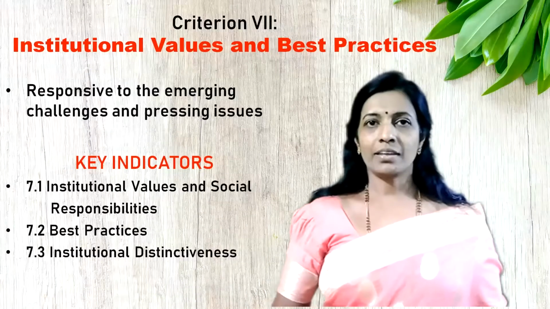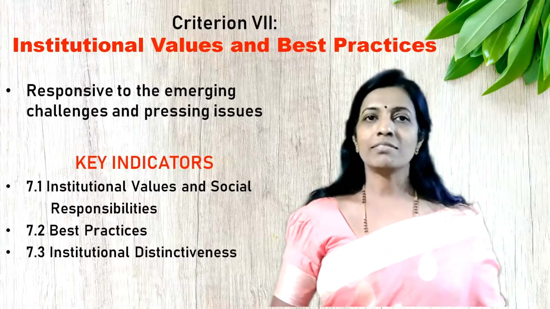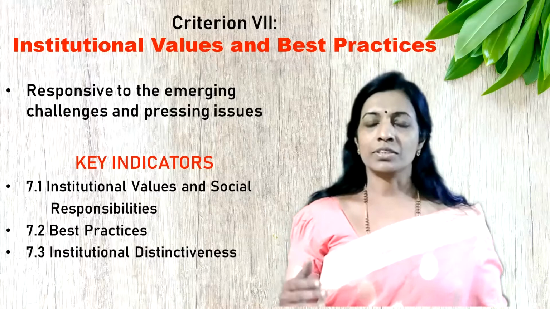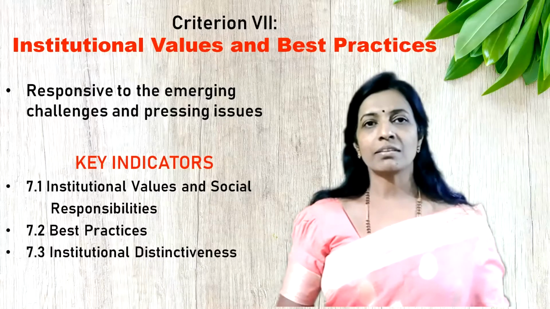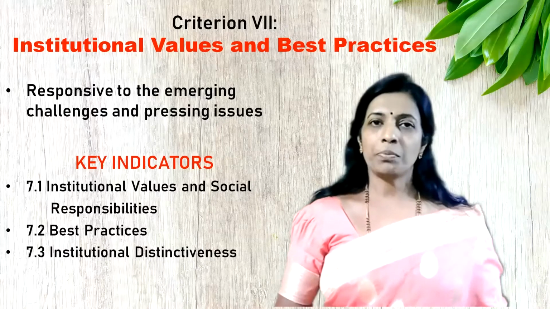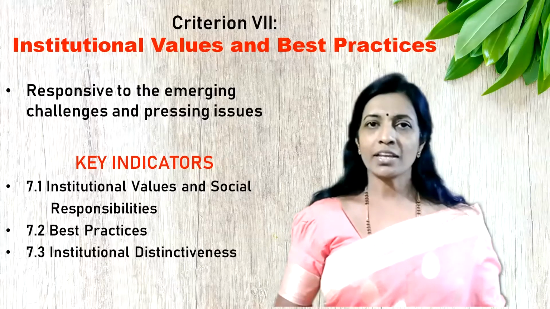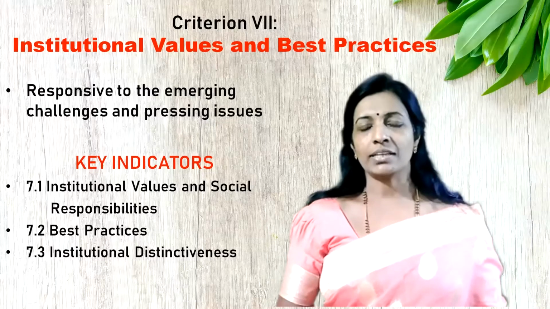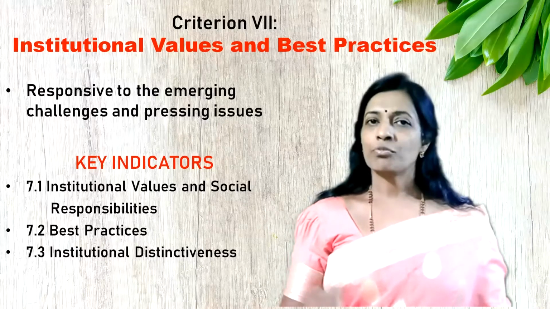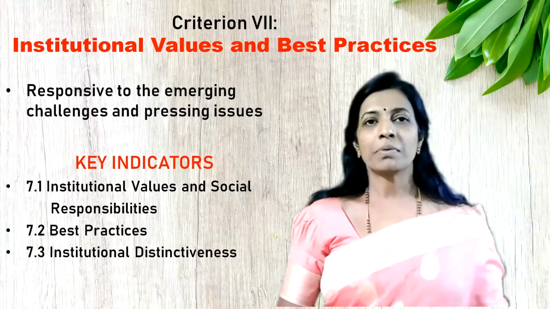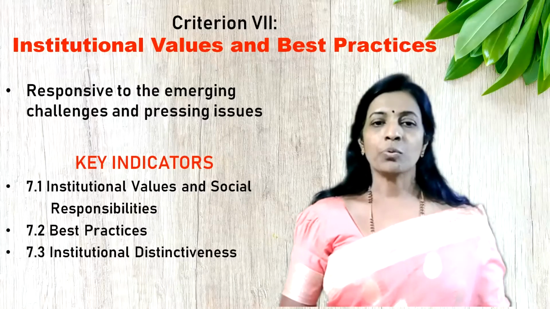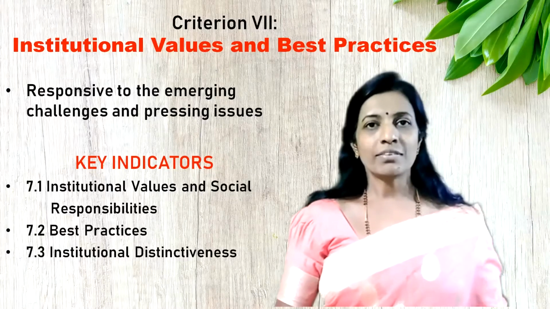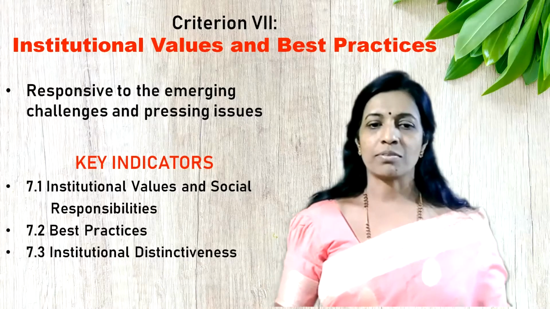The last criteria, that is the seventh criteria, is the institutional values and best practices. In the various changes which are taking place in the world around us, in order to be relevant, it is necessary that the higher educational institutions be responsive to the emerging challenges and should try to find meaningful solutions to the pressing issues at hand. So, the key indicators under this criteria are institutional values and social responsibilities.